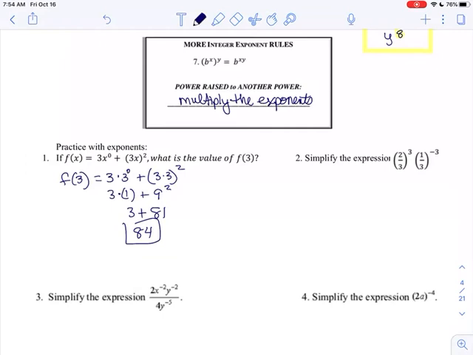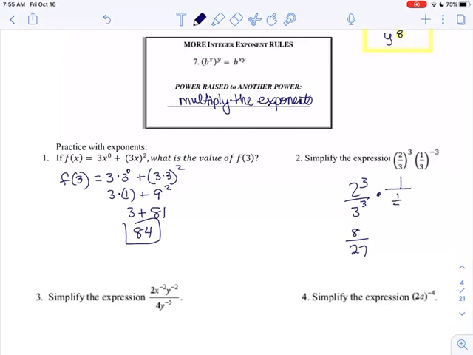All of these can be done in a calculator, but I do want you practicing without a calculator just to make sure you understand these rules, but you can always double check in a calculator. So 2/3 to the third power, everything's to the third power. 2 is to the third power, and 3 is to the third power. 2 to the third power is 2 times 2 times 2, which is 8. 3 to the third power is 3 times 3 times 3, which is 27.